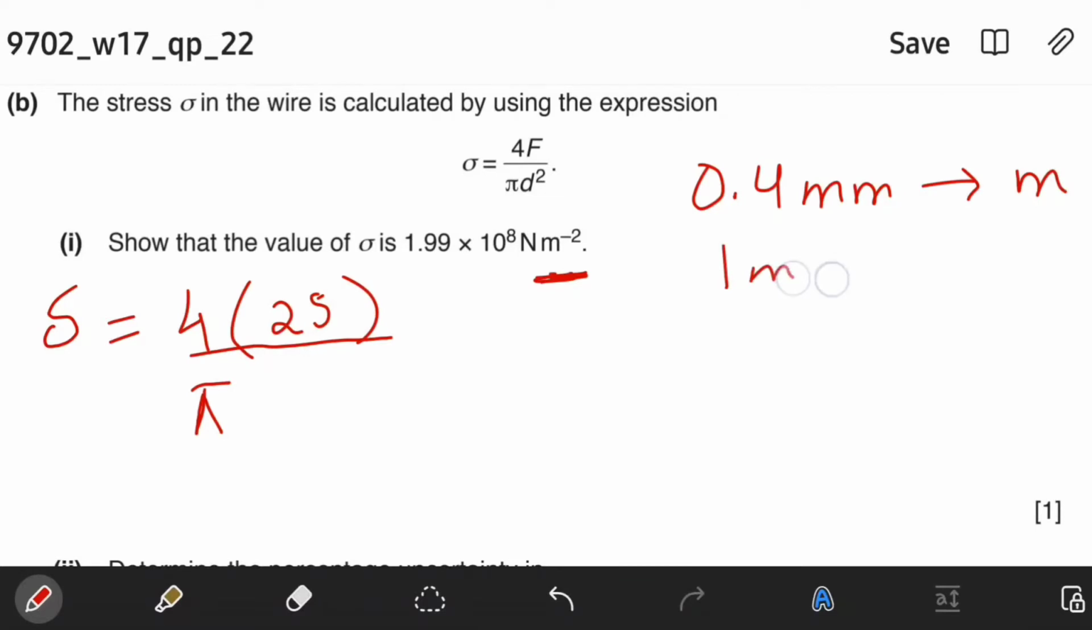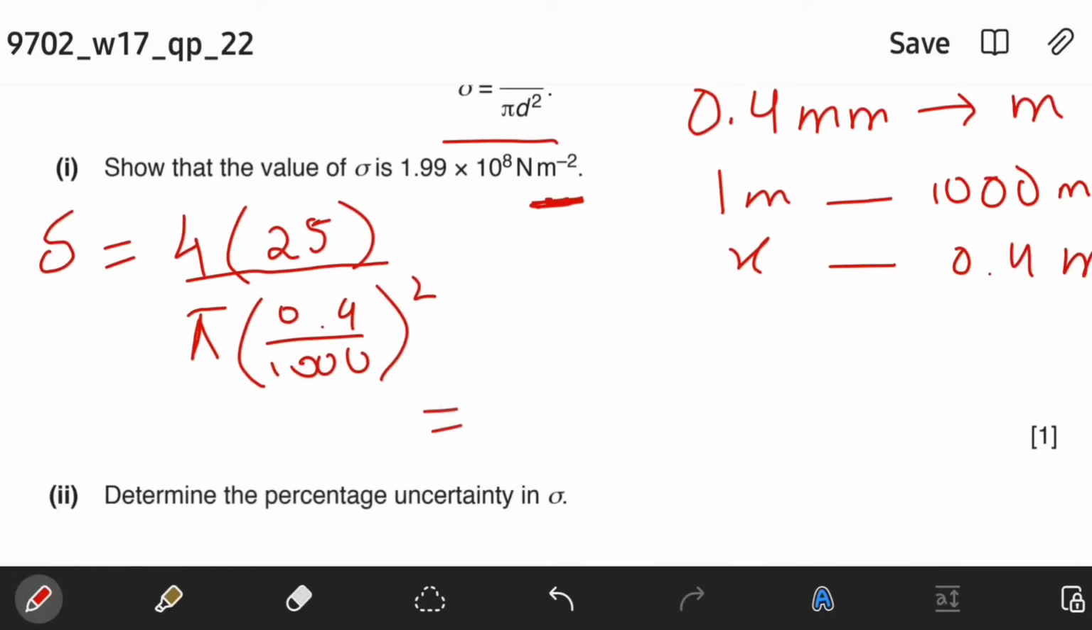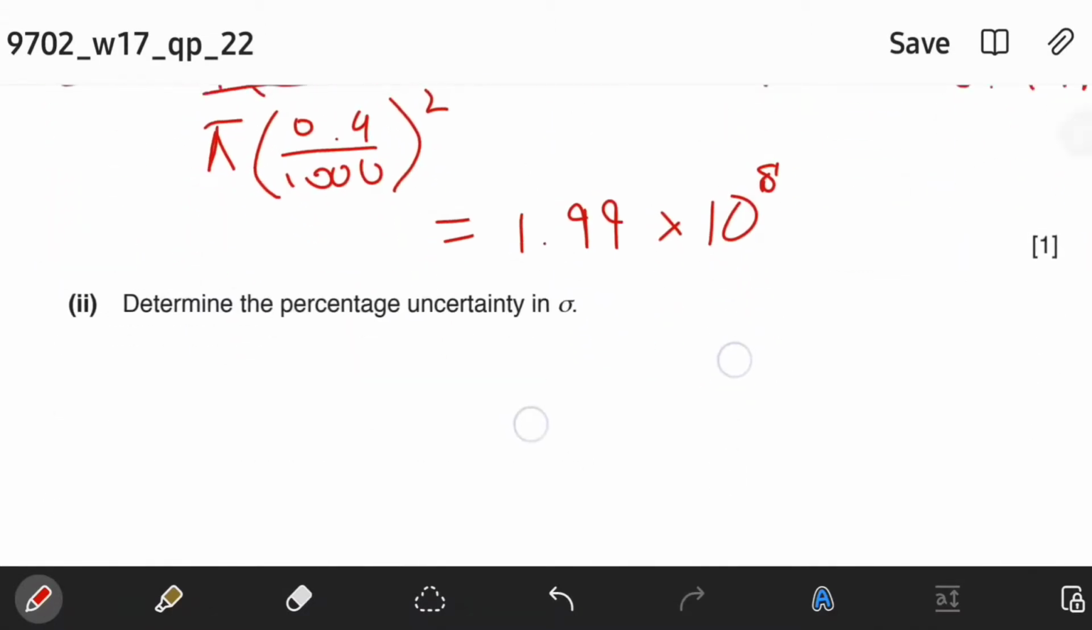So 25 over pi, and we have to convert 0.4 millimeter into meters. 1 meter is equal to 1000 millimeters, so 0.4 millimeter is 0.4 divided by 1000, the whole square, just as in the expression. When you calculate, you'll get the answer 1.99 × 10^8. Right, so let's move on.